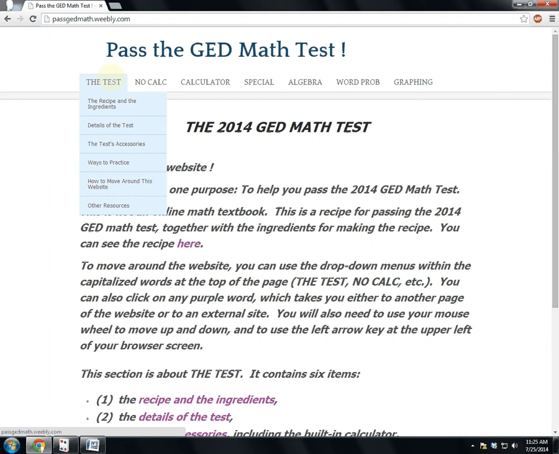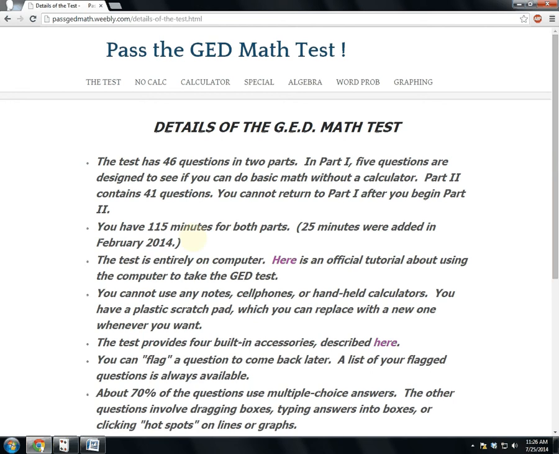Let's look more carefully at the section about the test. As you can see, the first page in the drop-down menu is about the recipe and the ingredients, which is what I'm covering here in the video. The second page in this section I'm going to click on is about the details of the GED Math test, the 2014 test. And so you can use your mouse wheel or whatever you use to move up and down on the page.